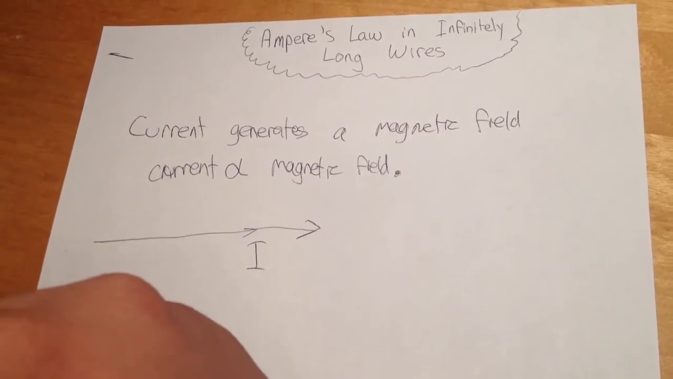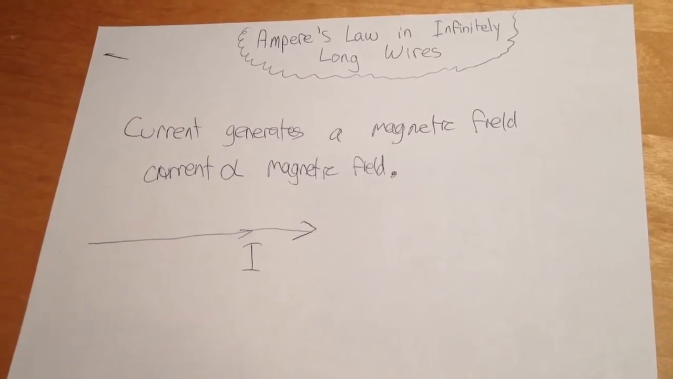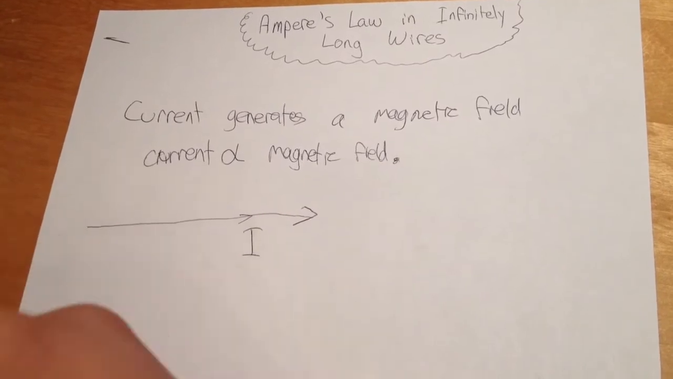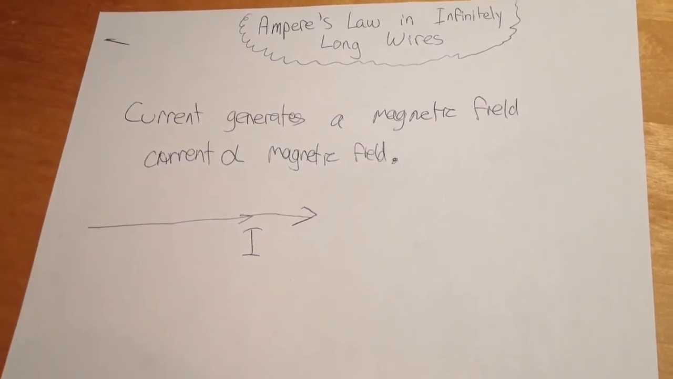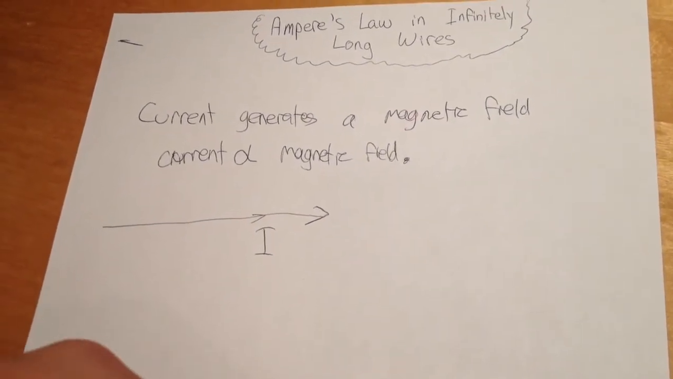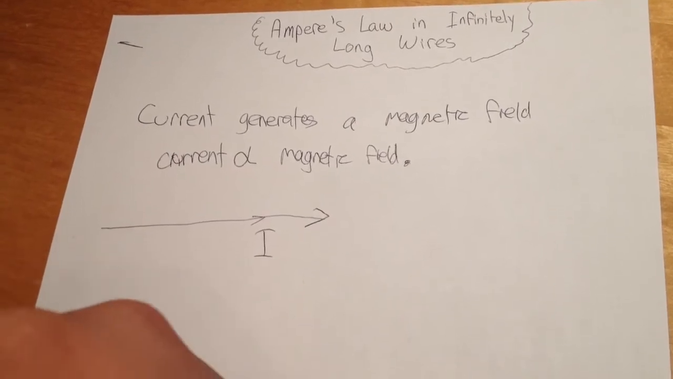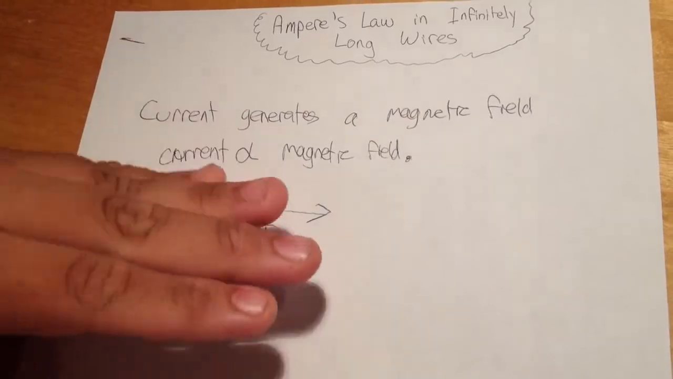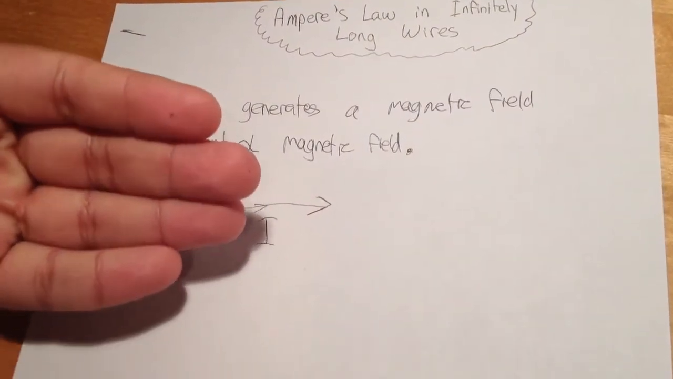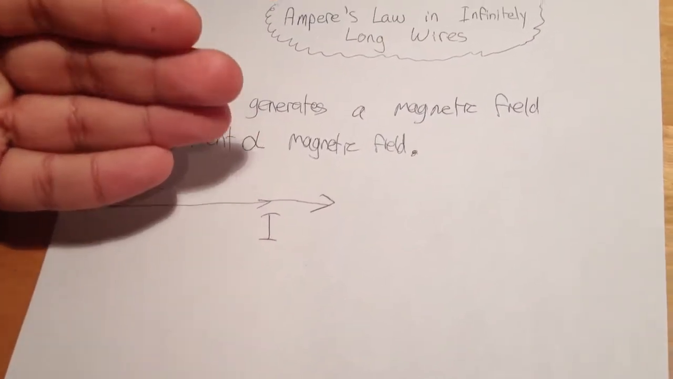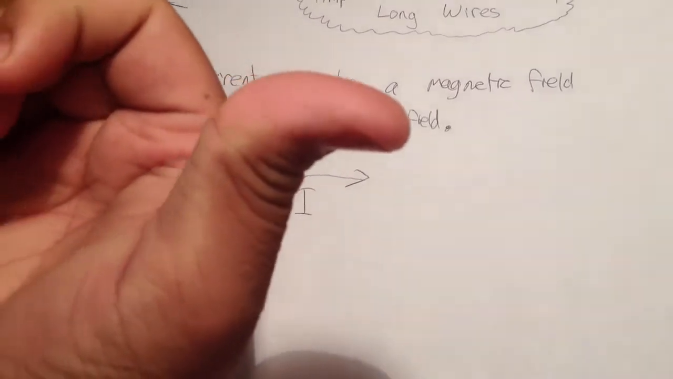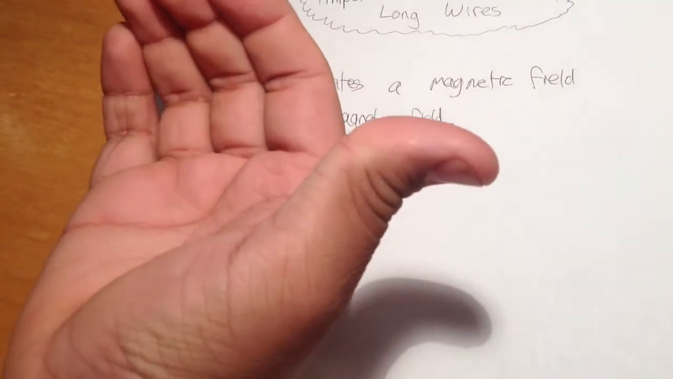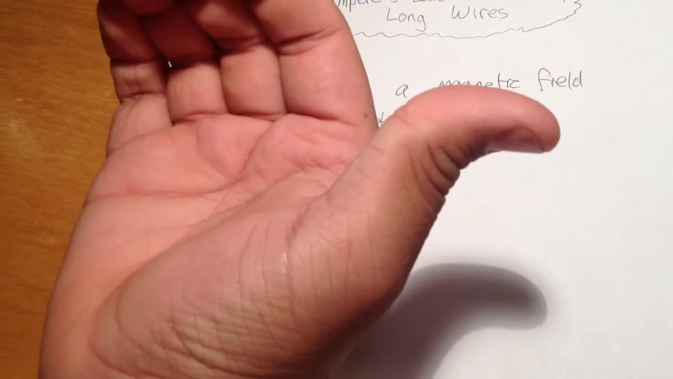So Ampere's law says, in the case of infinitely long wires, that the magnetic field circulates around the current. To get a sense of the direction of the circulation of the magnetic field around the wire, grab the wire with your hand. Put it like this, and then point your thumb in the direction of the current. I should probably do this with my right hand. Now you curl your fingers around naturally, and that shows you the direction of where the magnetic field will be.